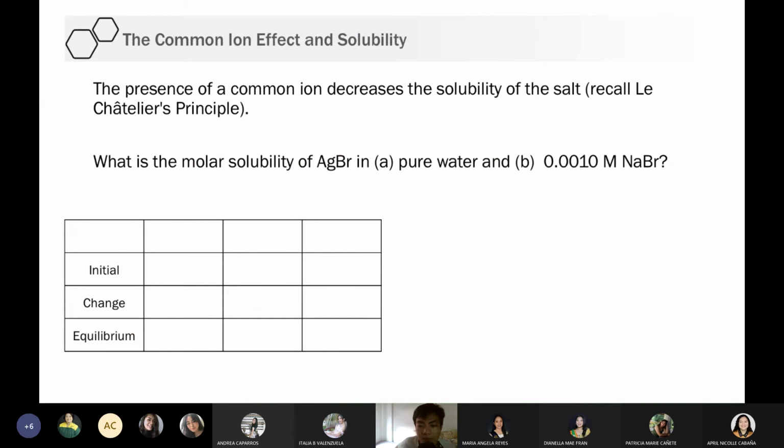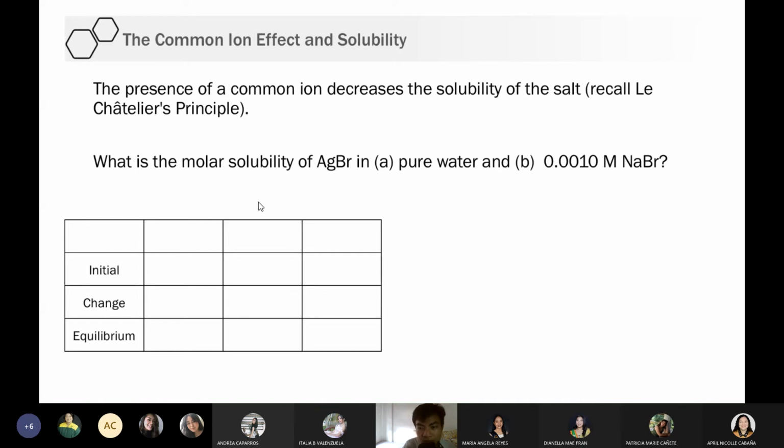So, for the last part, this is about the common ion effect. So, basically, istable pa rin to. Okay? So, common ion effect is one of the applications of Le Chatelier principle in your lecture. Ano sabi doon? In the presence of common ions, the solubility of the salt decreases. Okay, bakit? Kasi in the presence of common ions, ano nangyayari?